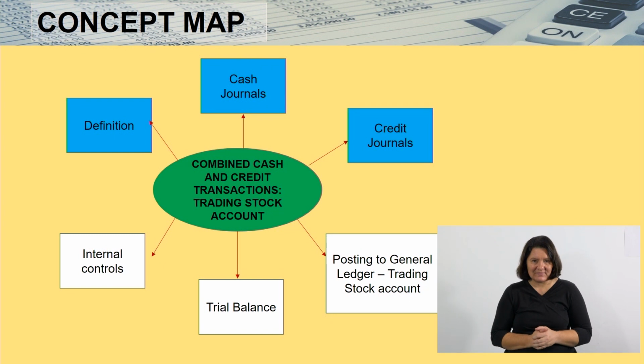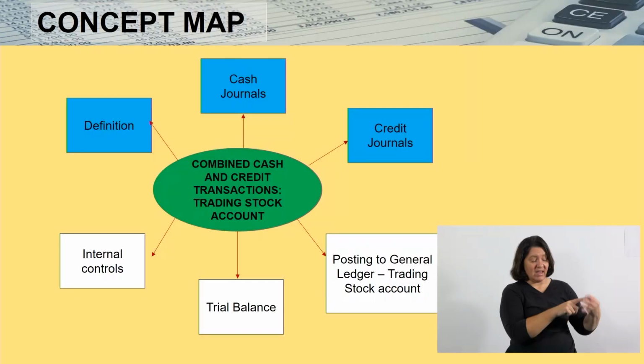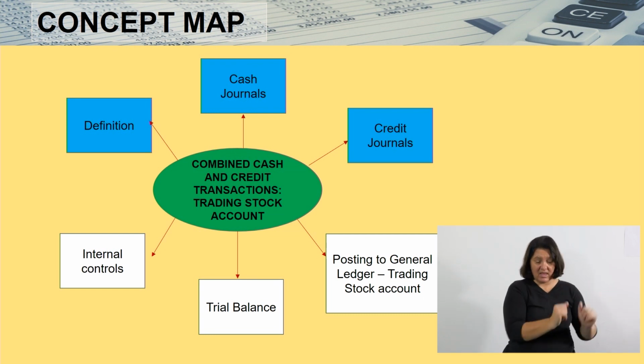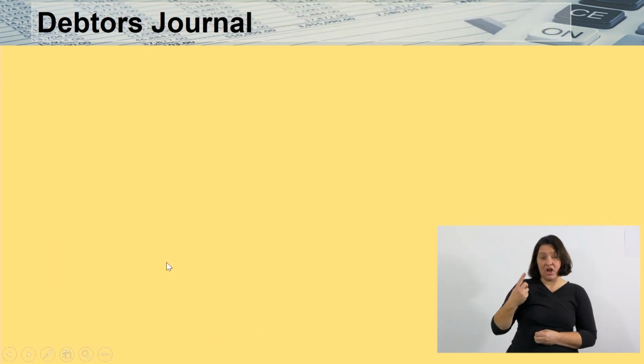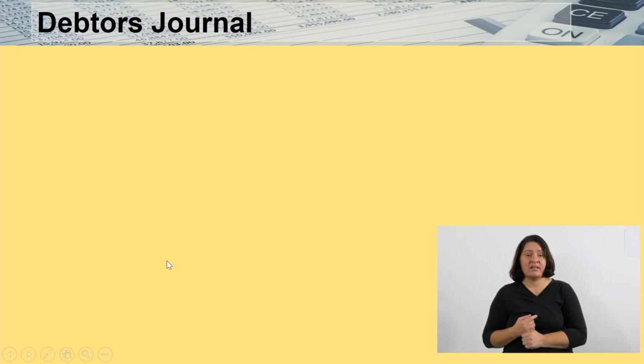My good learners, I'm going to move on now to what we call credit journals. So far in cash journals, I dealt with three, namely CRJ, CPJ, and the PCJ. I'm now going to move on to my credit journals. And the first credit journal that I'm going to talk about is the debtors journal. Most of you just know it as the DJ. What is this DJ?